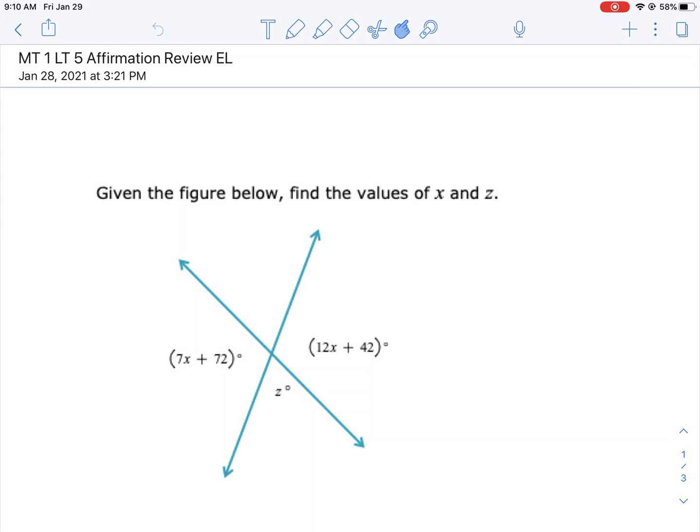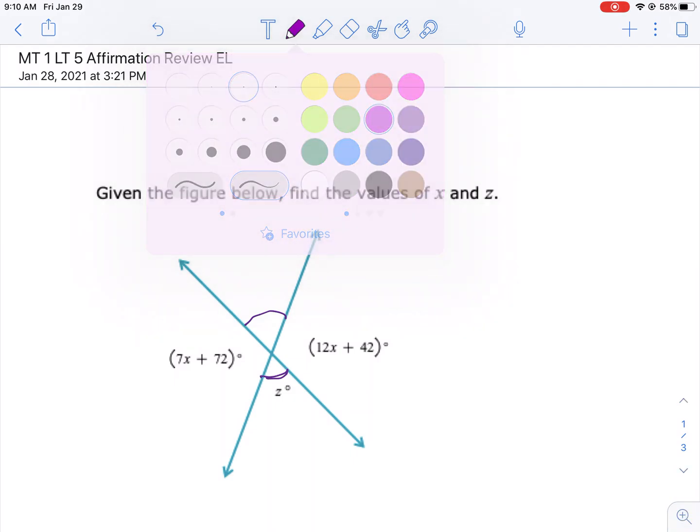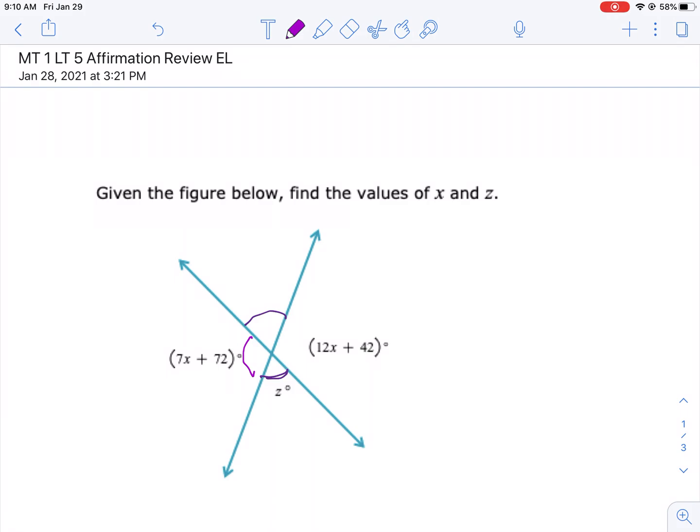When we have two lines that intersect, you end up with two sets of angles that are congruent. The vertically opposite angles are congruent. And angles next to each other, they're supplementary.